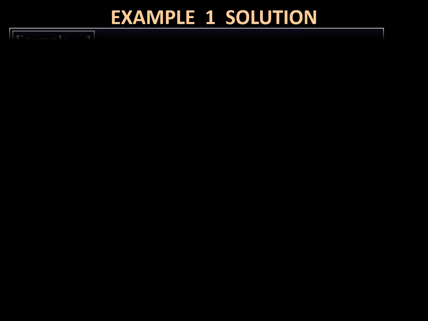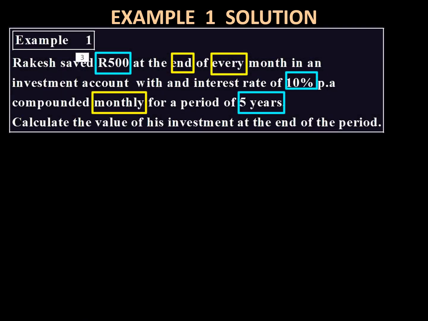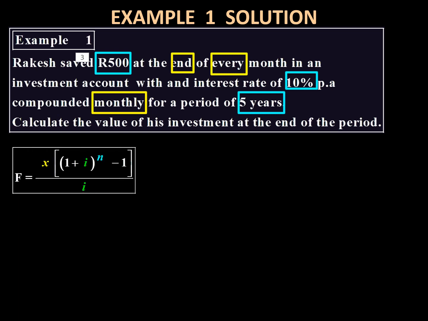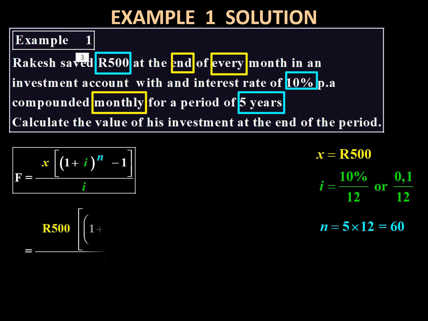Now let's look at the solution of this question. There we've got the question with all the information. So we're going to use the future value. Remember, we said it's savings, therefore we will use the future value. So it's 500 Rand, that's the X value. We've got the I, 10% over 12, N is 5 times 12. I just have to substitute these values in the formula, and this is what we obtain. X is 500, I is there. Don't do any little bits of calculation, just keep it as 10% over 12.